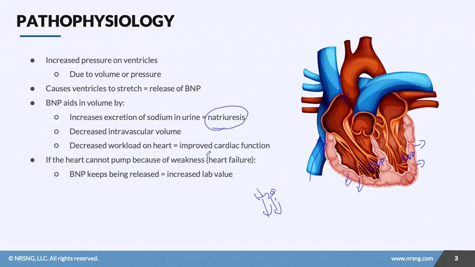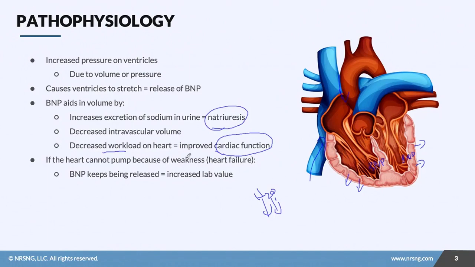Now, what that then leads to is decreased intravascular volume, and that leads to a decreased workload on the heart, which then improves our cardiac function. So that's why we need BNP, and that's the role it plays in our normal functioning heart.